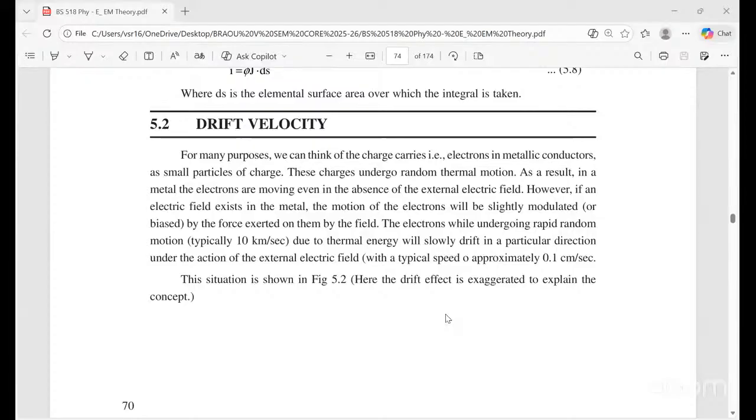If an electric field is applied, the motion of the electrons is slightly modulated by the force exerted on them by the field. So while undergoing rapid random motion due to thermal energy, they slowly drift in a particular direction under the action of the electric field.